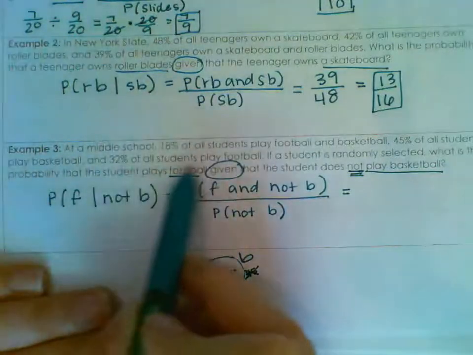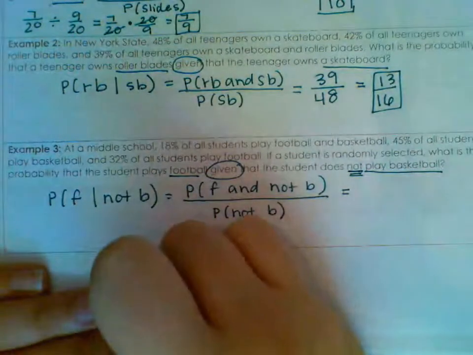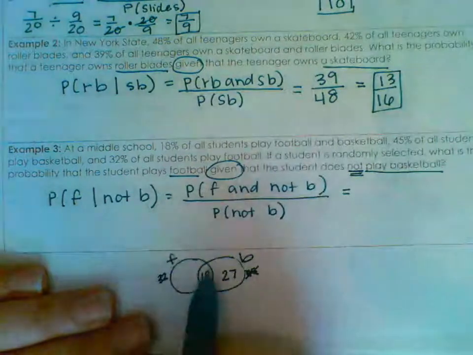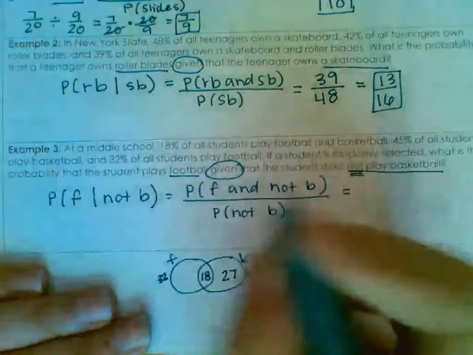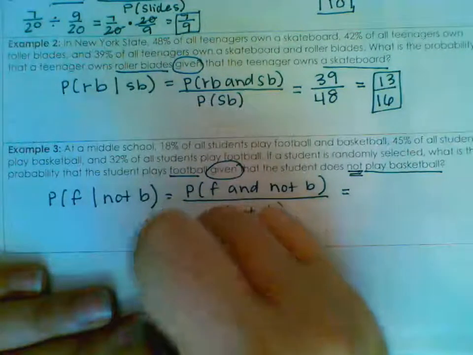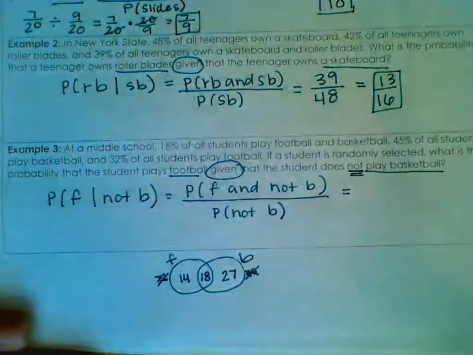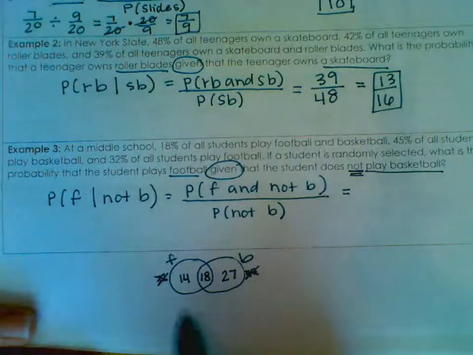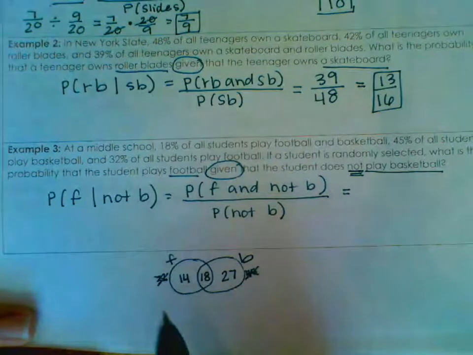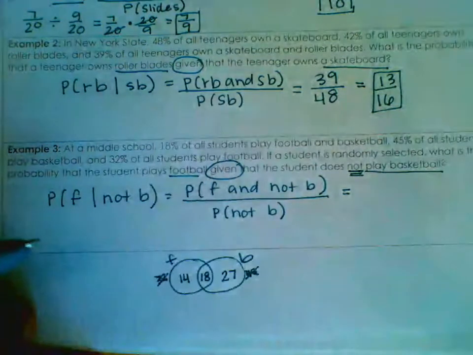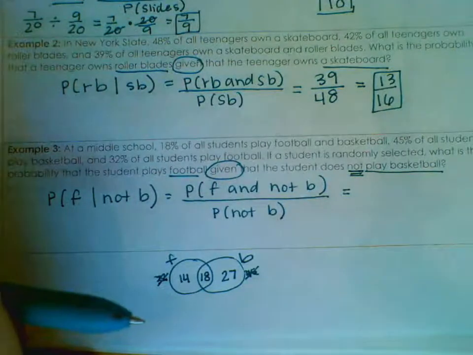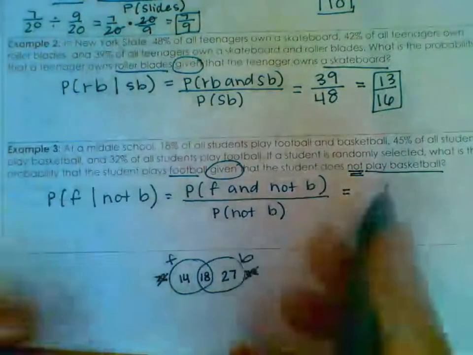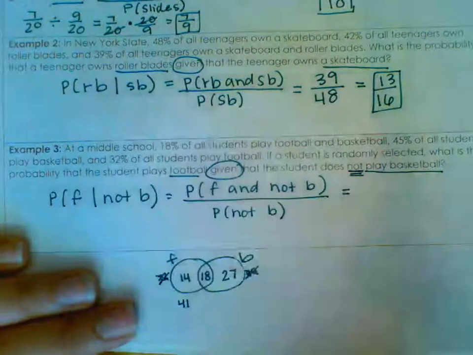Next, 32% of all students play football. Remember, that's everything inside of the football circle, including that 18. So if we subtract 32 minus 18, that gives us 14% play only football. And so who would be not? Who's going to go on the outside? Remember, this is percentages, so everything should add up to 100. So 100 minus 14 minus 18 minus 27. That means 41% do not play either.